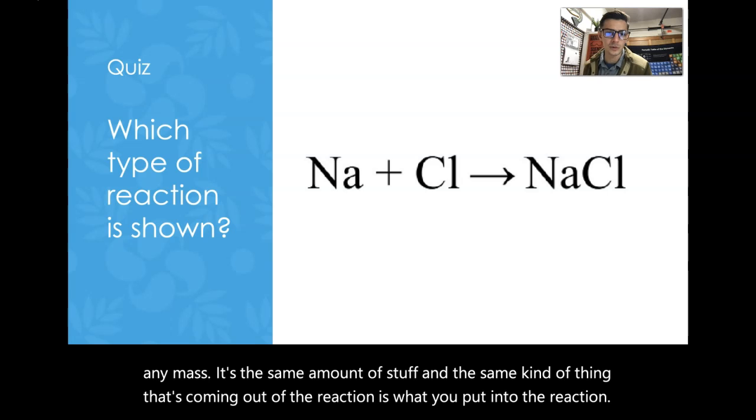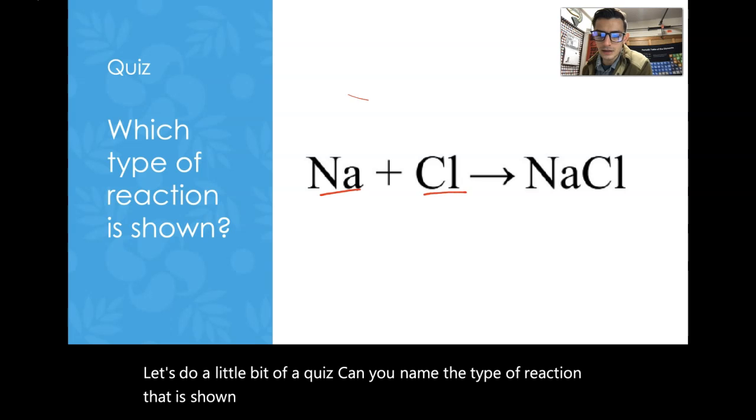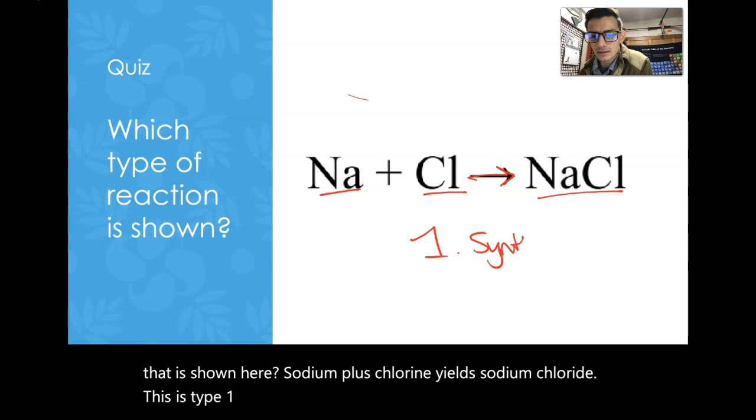Let's do a little bit of a quiz. Can you name the type of reaction that is shown here? Sodium plus chlorine yields sodium chloride. This is type 1, synthesis.